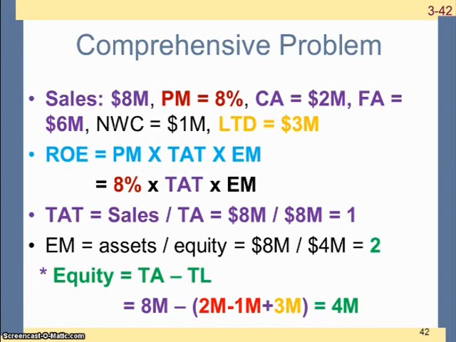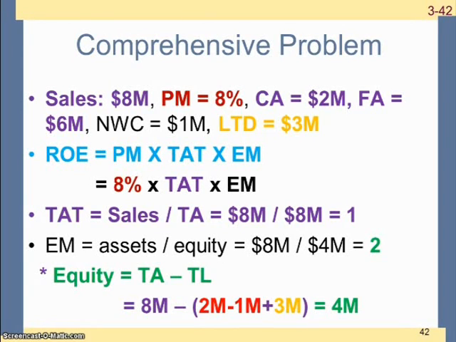What about total equity? 4 million. How do you get this equity of 4 million? Equity equals total asset minus total liabilities. Given that total asset is 8 million, what is the total liability? Now, if you look at the question, you are given long-term debt. There is long-term liability of 3 million. So you now need to look for current liabilities.